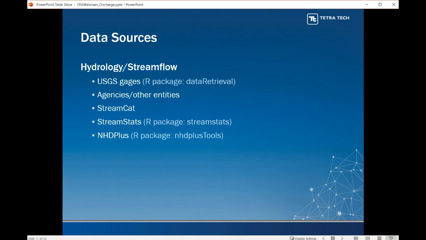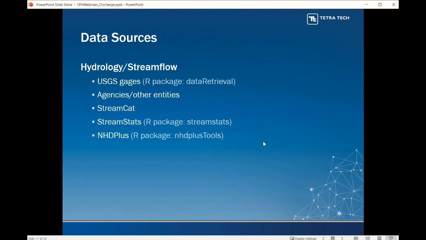Again, I just brought up the USGS gauges. We're going to be accessing gauge information from the data retrieval package in R, so you'll see a lot of that today. Specific agencies or other entities may also gather agency-specific information, so you might have more manually collected things like that you can access.